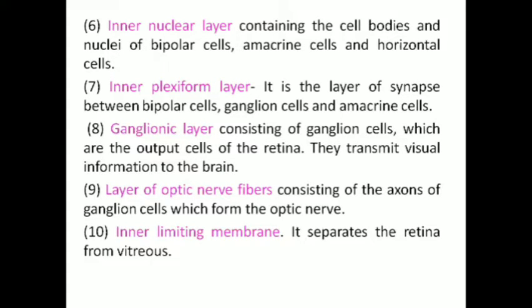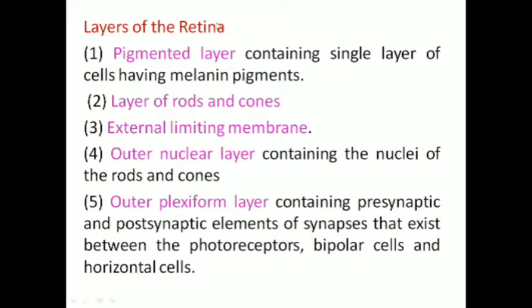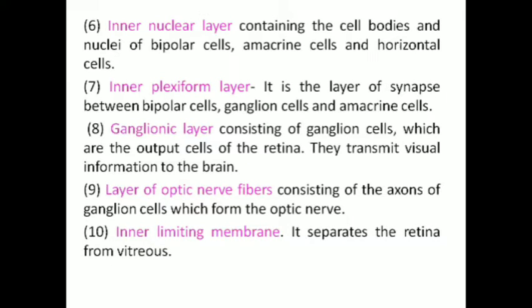In some of the books, also in Guyton, you will see that there are only 9 layers of the retina. That is, the external limiting membrane has not been included as a layer of the retina. So in some books it is written as 9 layers, and in some books it is written as 10 layers. You can go with this, that is, you can say there are 10 layers in the retina.